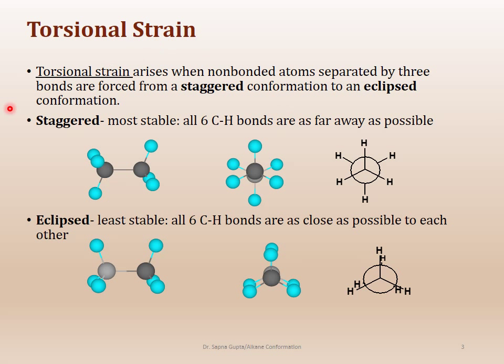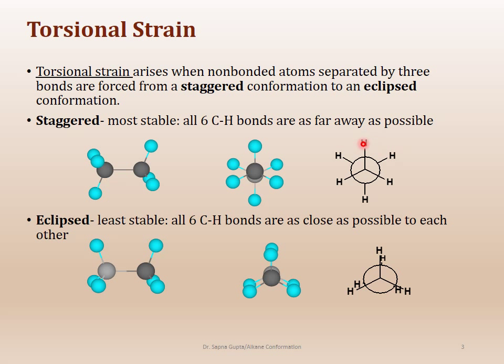So the first one I want to talk about is the torsional strain. The torsional strain arises when non-bonded atoms separated by three bonds, one, two, and then the third one there, are forced into a very specific location, and that usually happens because of sizes. It's not so much because of electronegativity or anything else. It's primarily because of the size.